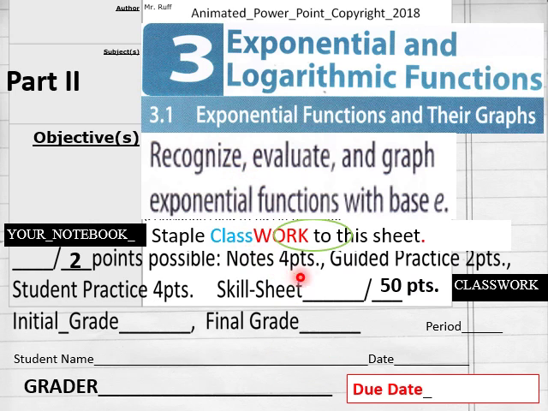Hello everybody. We're getting ready to do 3.1, exponential functions and their graphs, part 2 today. We have 50 points here in our classwork lecture, and there are 2 points here that go in your notebook. Again, contact me for note-taking guides.